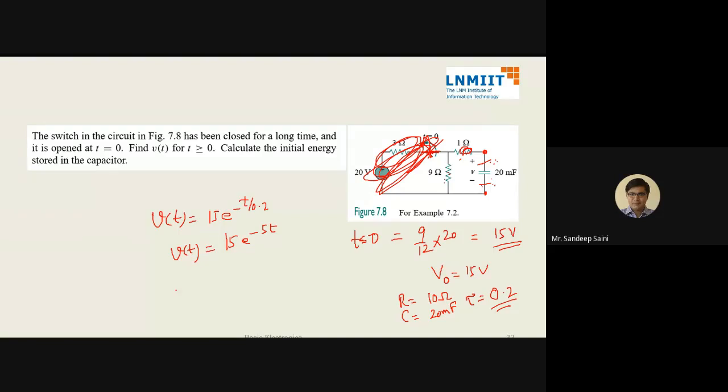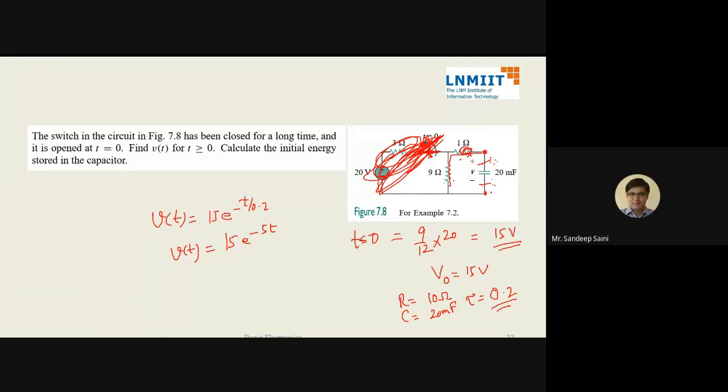Is this okay? Sir, can you please explain this R equal to 10 again? R is equal to 10 because 1 ohm and 9 ohm are in series and the combination is parallel to this capacitor. So you are neglecting that left hand side circuit, right? Because this is open circuit. We are saying this is open now. That means these are gone.